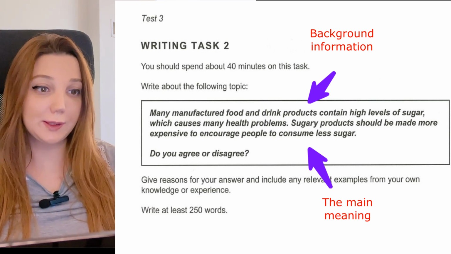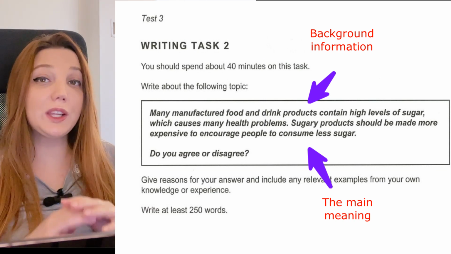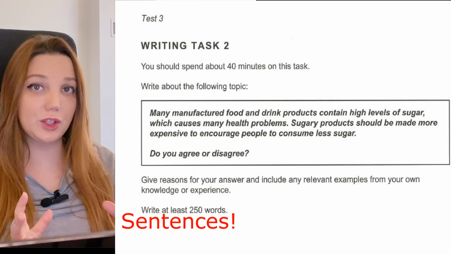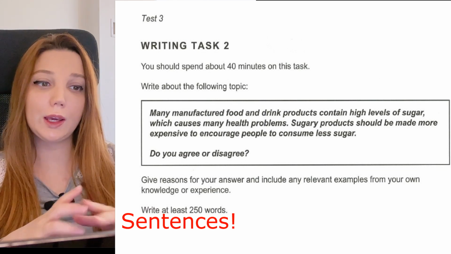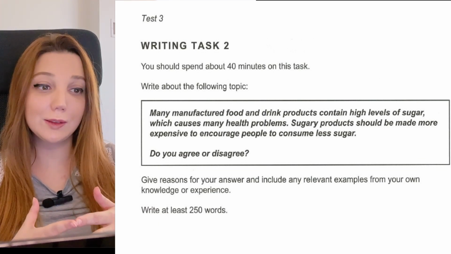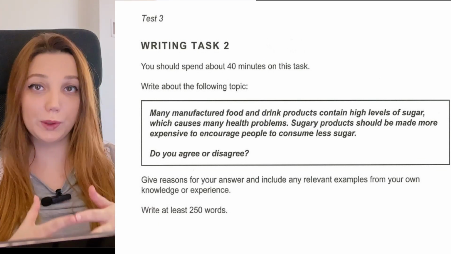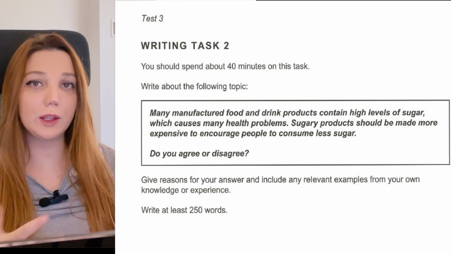What to do in this case? So here we have two ways. Firstly, we should take into consideration both questions. We cannot take only the second question and discuss it. We should also discuss in our essay that sugary products cause health problems. It should also be covered in the essay.